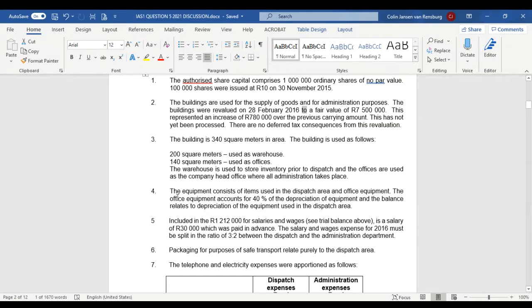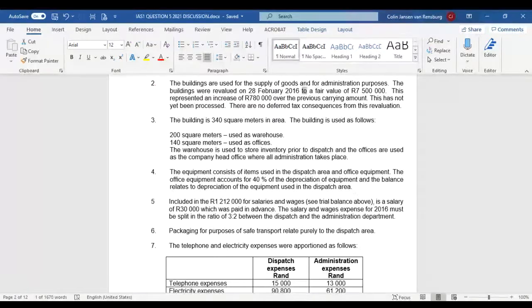Then if we go to the fourth paragraph, they say the equipment consists of items in the dispatch area and office equipment. So some has to do with our distribution function and some has to do with our administrative function. And then they tell us the office equipment accounts for 40% of the depreciation of equipment, and the balance, the other 60%, relates to depreciation of equipment used in the dispatch area. Ladies and gentlemen, I'm just going to ask you a little trick question here. Would you need a journal entry for that? Yes or no? Are you going to change anything in your books?